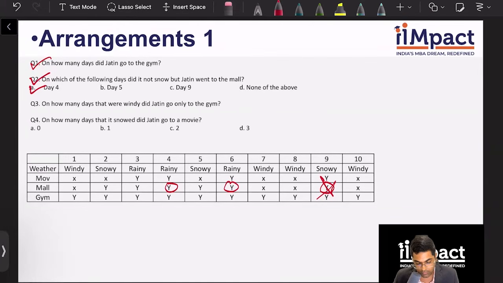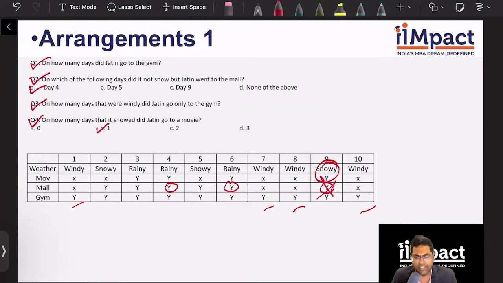Windy, only gym. So this is 1, 2, 3, and 4. Pretty straightforward. On how many days did it snow that Jatin went to a movie? So snow and movie I need to find. It's only one. Snow and movie is only one. And that's it. This set is over.